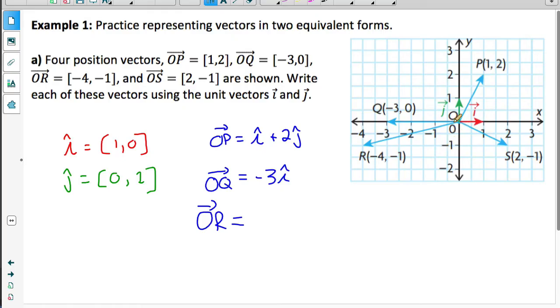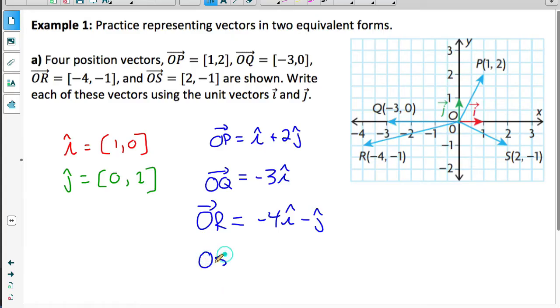When I define this as a sum or difference of unit vectors i and j, I know that the horizontal component is going to be equal to the x coordinate of the tip times unit vector i, so -4 times unit vector i, plus the y coordinate of the tip of the vector times unit vector j, so plus -1 times unit vector j. So I could write this in a simpler version. Instead of plus -1 times vector j, I could just write minus vector j.